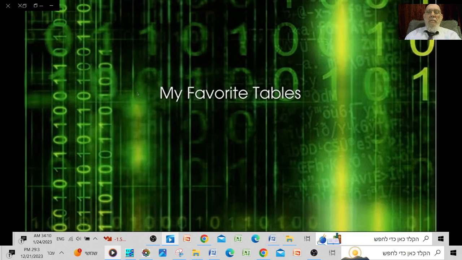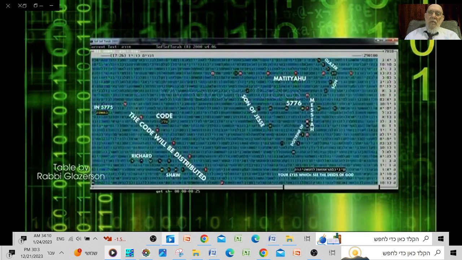Here are a few of my favorite tables that I'm going to show you, just because they're unique and interesting. We're not trying to offend anybody here with some of the content of these tables. They are very much centered around Israel, a lot of them. So I'm going to show you what we have.